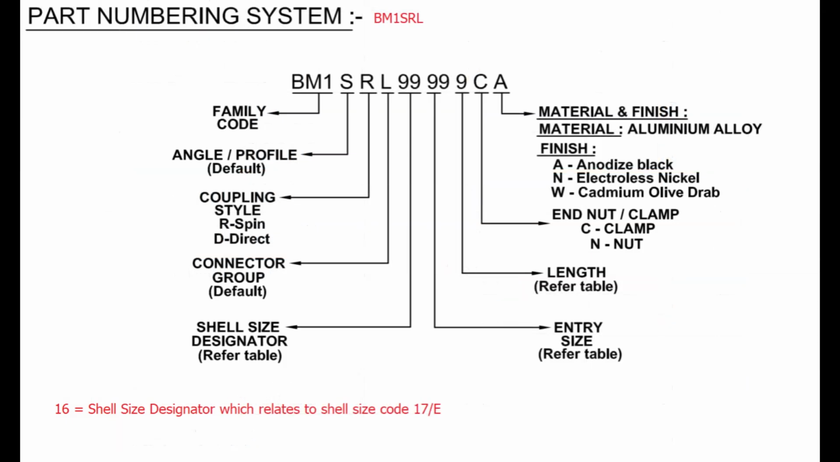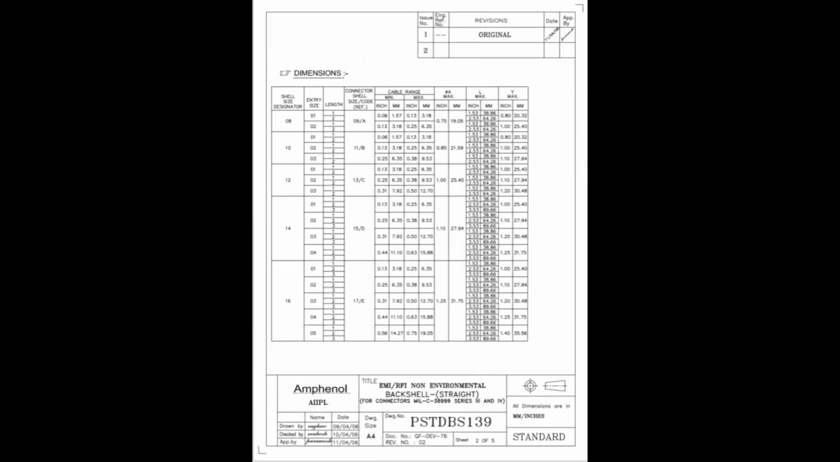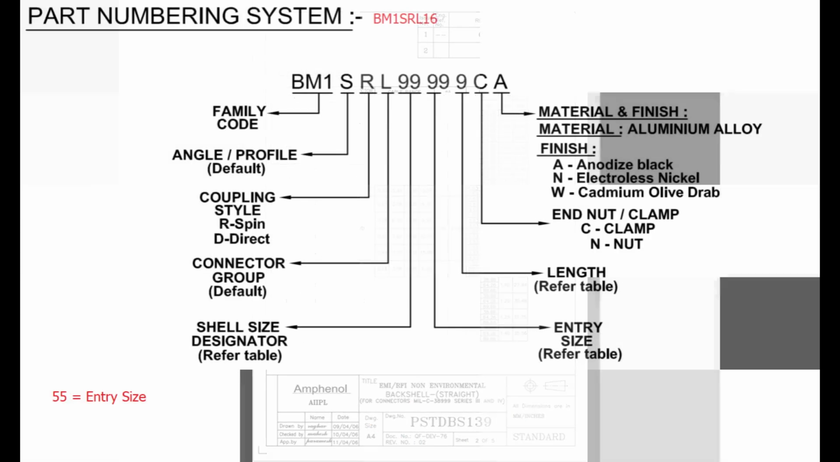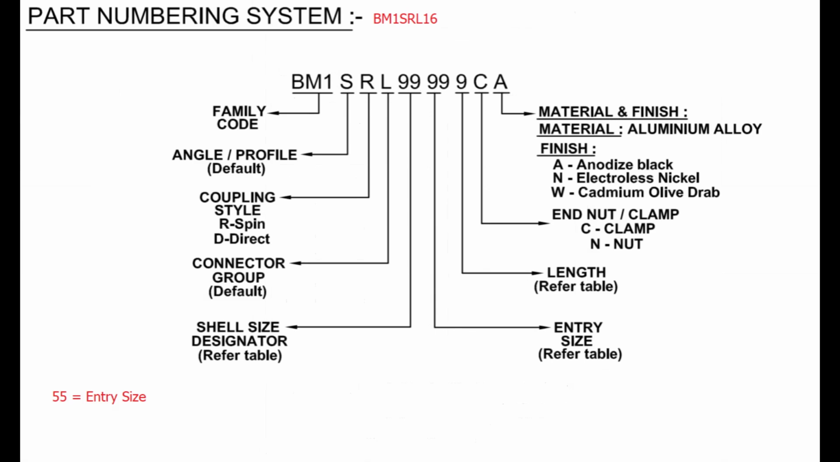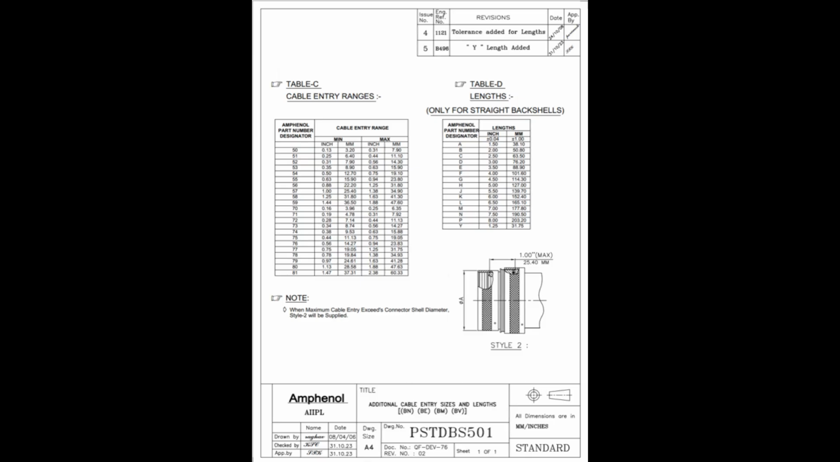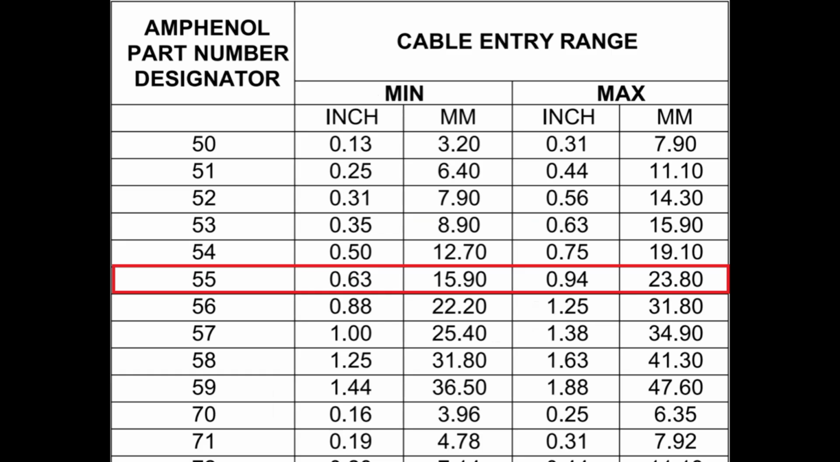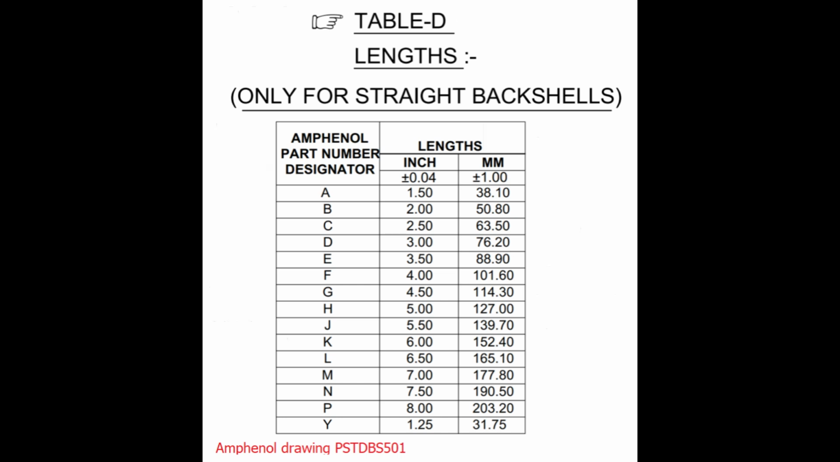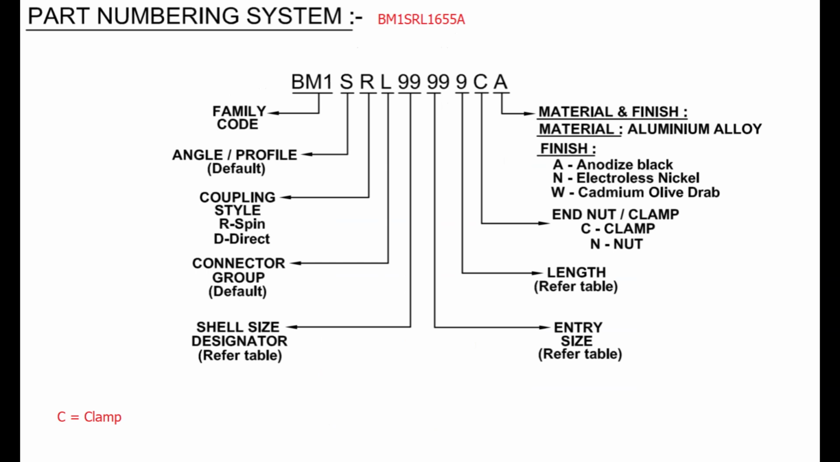The number 16 is chosen as the shell size designator because it corresponds to the 17/E connector shell size and code. This is confirmed in Amphenol's drawing number PSTDBS 139. The number 55 is selected as the entry size. According to Amphenol drawing PSTDBS 501, this entry size accommodates a cable with a 22 mm diameter. The letter A is selected to indicate the cable length. Drawing PSTDBS 501 also provides the standard lengths for straight backshells. The letter C is used to specify a clamp-style mechanical connection. Finally, the letter W is selected to define the material and finish.